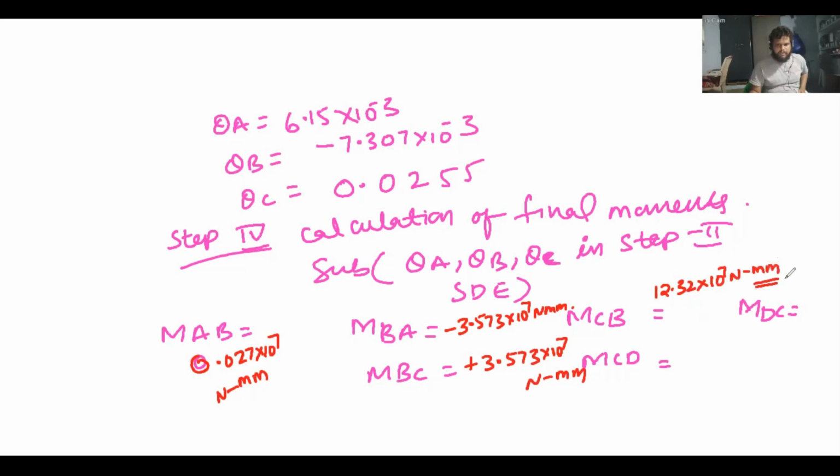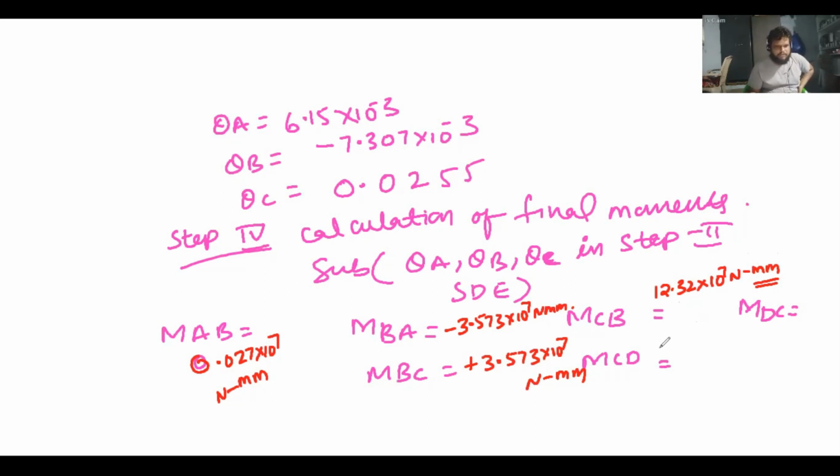These all values are in mm. When we did the slope deflection equations, we substituted in meters, and after calculating in meters, they were converted into mm. If you put 10 to the power of minus 3 here, you will get Newton meter. Otherwise, if you put 10 to the power of minus 6, you will directly get kilonewton mm. So units you can change, that is not a big deal.